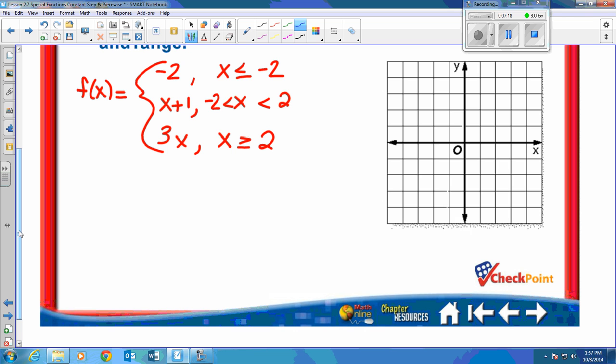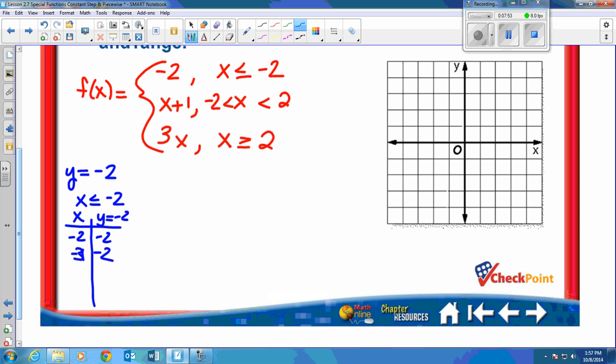So the easiest thing to do, I'm going to write each one separately. F of x is the same as y. Y equals negative 2, everywhere x is less than or equal to negative 2. So I'm going to start at negative 2 for my x's. And if I plug in negative 2, what's my y? Negative 2. What's my y everywhere on this graph? Negative 2. So a number less than or equal to negative 2 might be negative 3. And y is still negative 2.